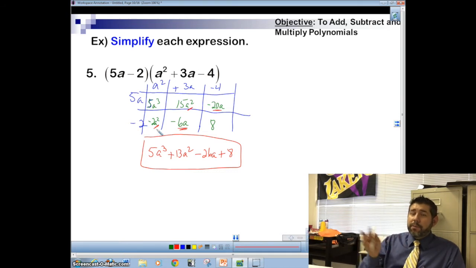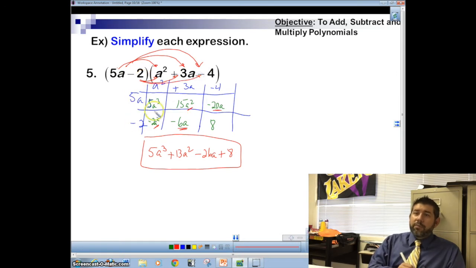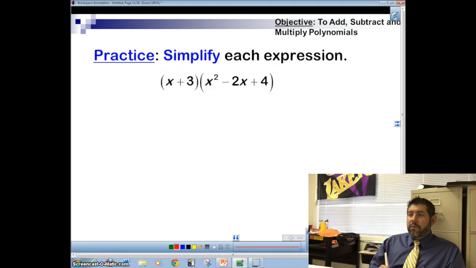Just make sure that you're multiplying. You're really multiplying this guy right here times this, times this, times that, and then you're doing this one, and this one, okay? Which is what I did, only organized in a little table. Okay, let's take a look at some more here.